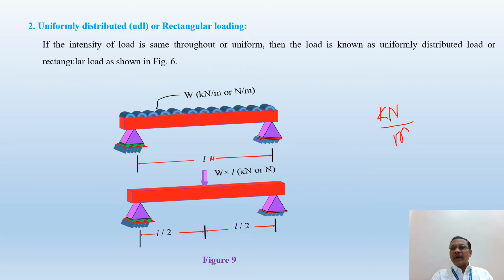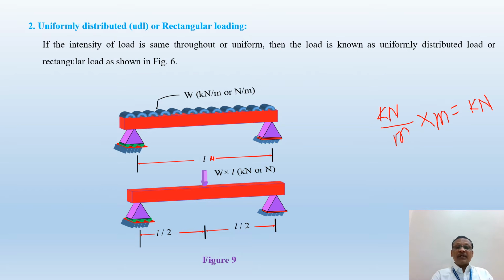Now we want to convert this kilonewton per meter into kilonewton. So you multiply it by the meter. If you multiply it by the meter, then meter gets cancelled and the remaining one is kilonewton. So you know that kilonewton is the unit of point load. So what we have done here: the magnitude of the UDL is multiplied by the distance over which this UDL is acting. Then this is considered as a point load, or the magnitude of the point load.